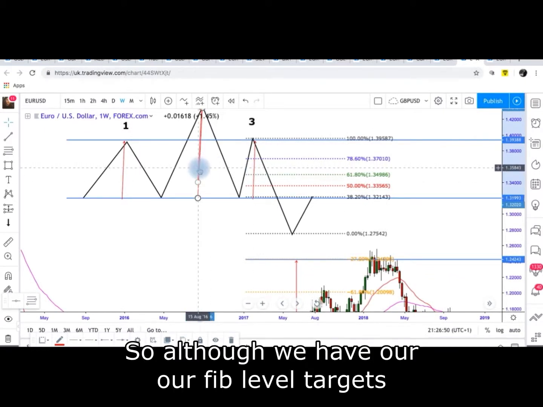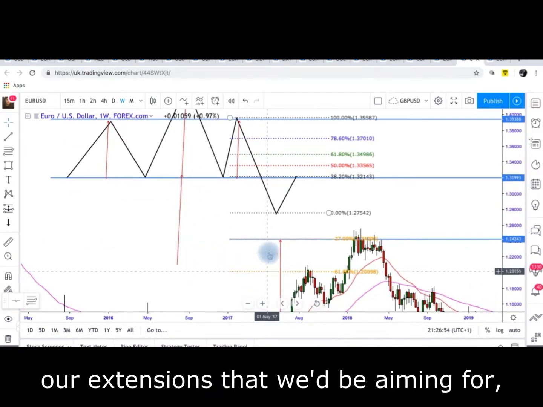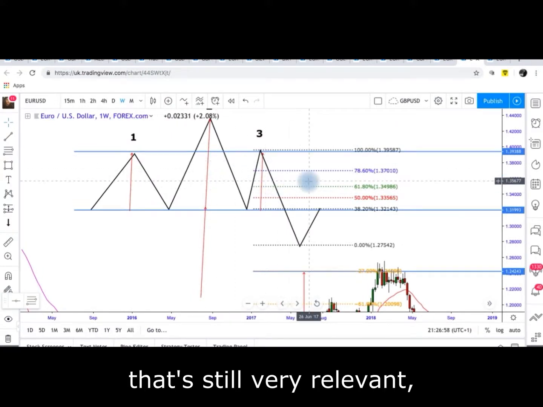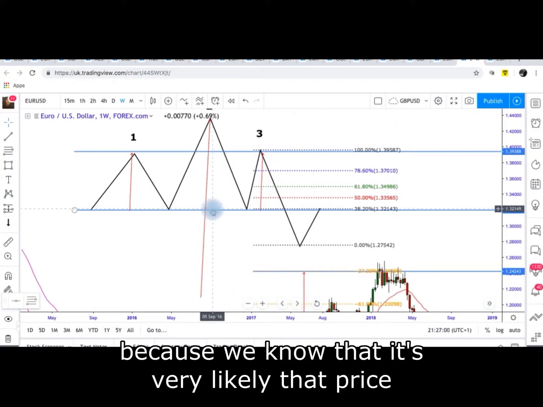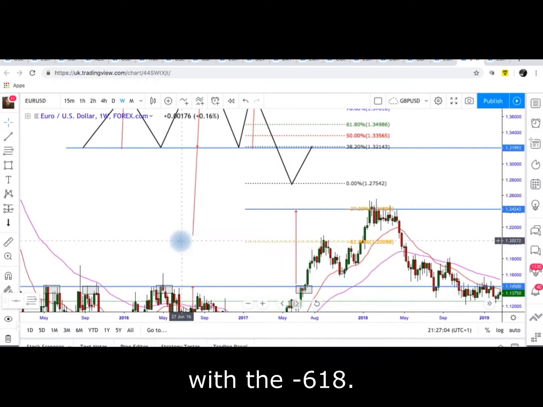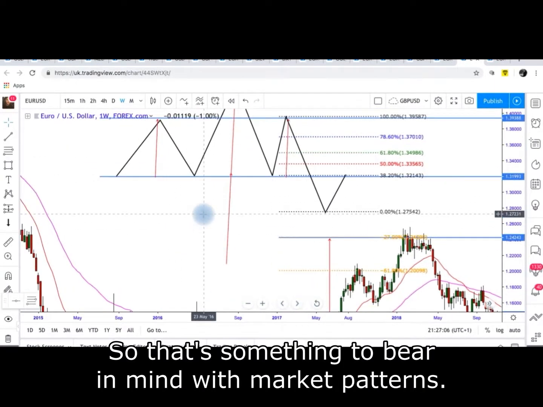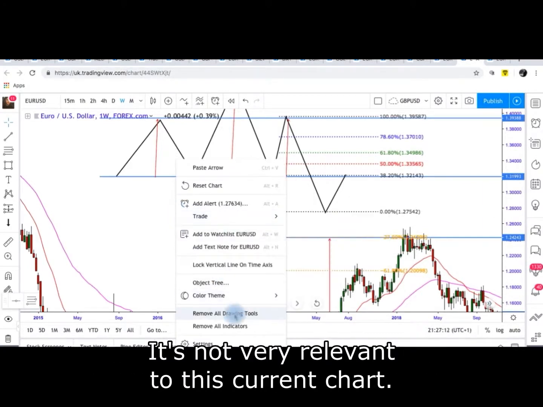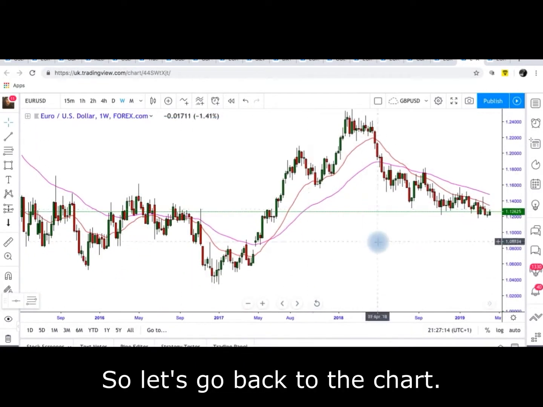Okay, so although we have our fib level targets, our extensions that we'd be aiming for, we would still be targeting the duplication. So that's still very relevant, even if we're getting on the retest, because we know that it's very likely that price is going to come down. And normally with a retest, it actually does line up with the minus 618. So that's something to bear in mind with market patterns. I'm just almost showing you another example here of duplication. It's not very relevant to this current chart. So let's go back to the chart.